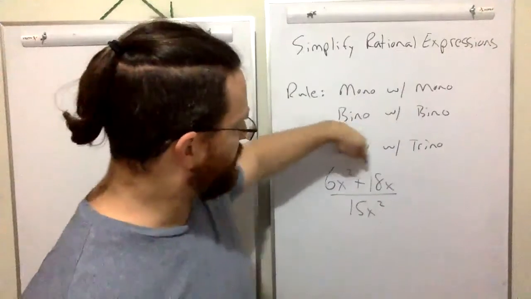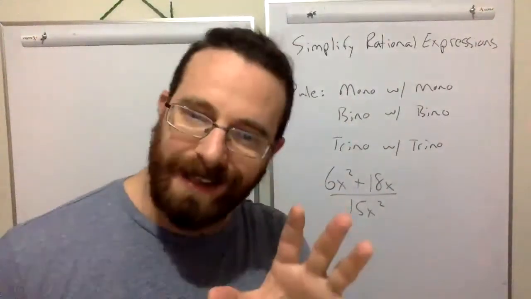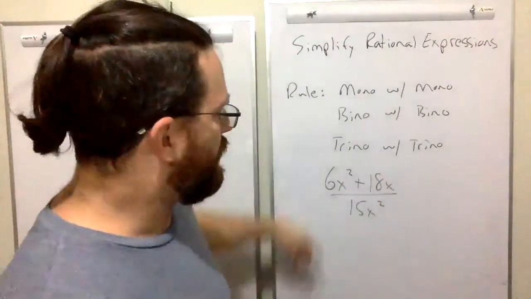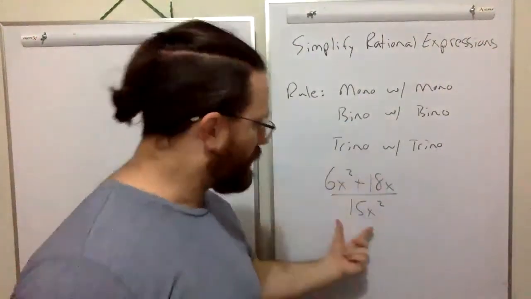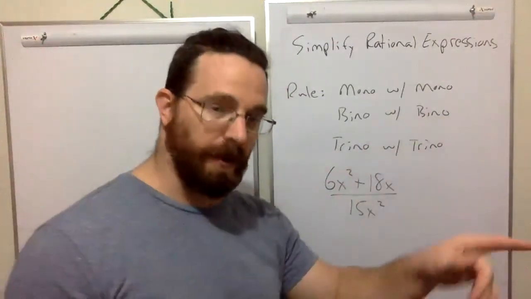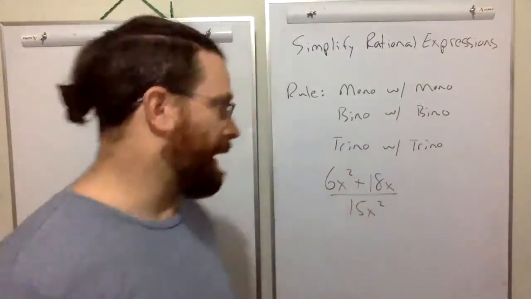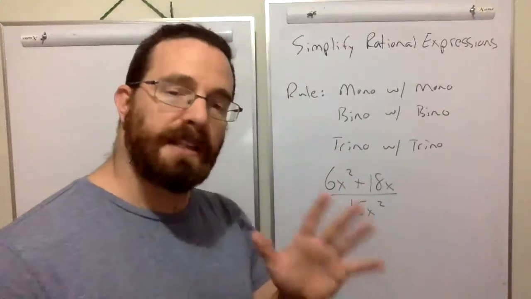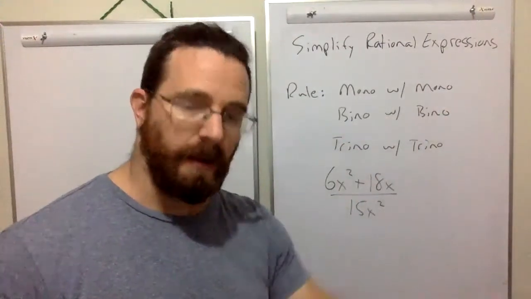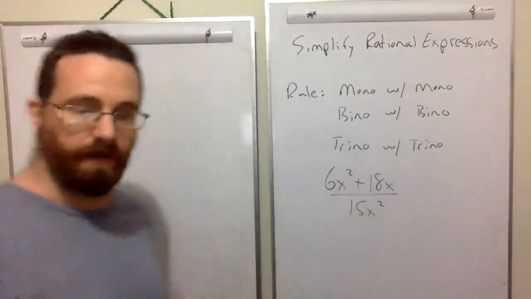On the top, this is a binomial. Don't look at it as if there are two monomials being added together. No. This is a binomial. This is a monomial. And we cannot reduce a monomial with a binomial. But what we can do, and this is what you need to do, you always factor first. After you're done factoring, then you're going to see what it is that can cancel.